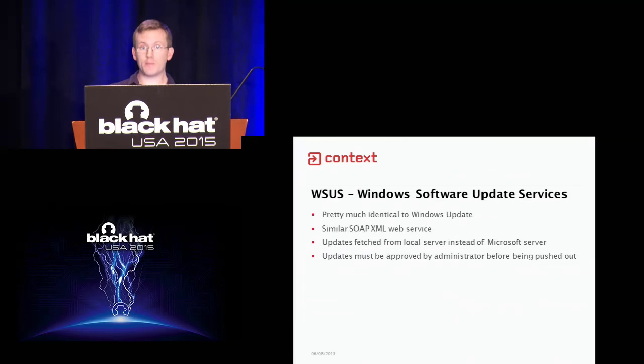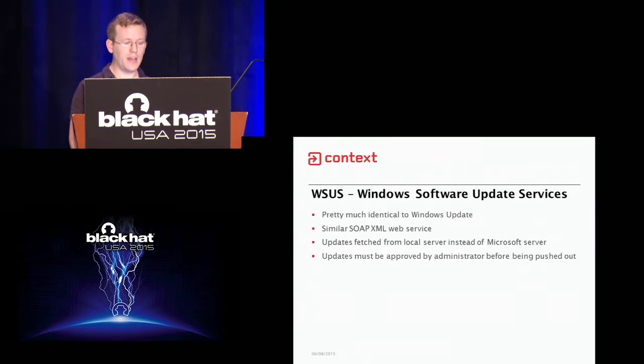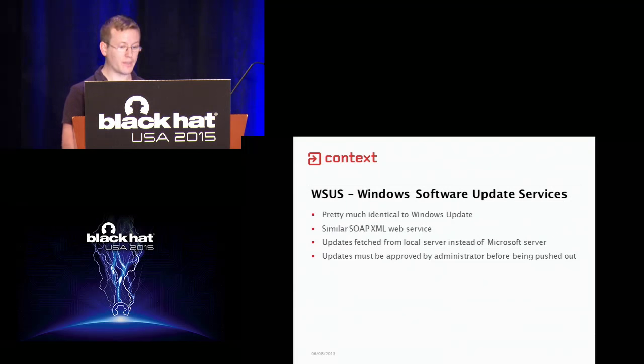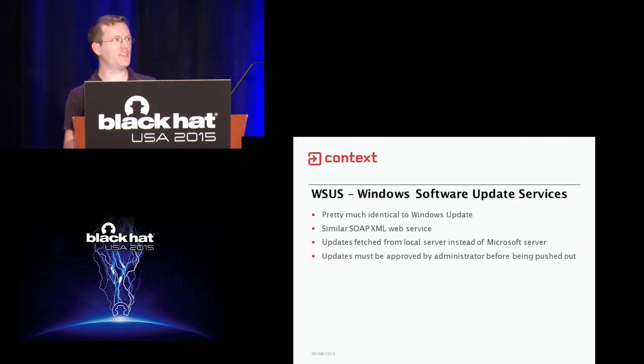It's the same SOAP XML web service. From the client point of view, it's almost identical. The big difference is for administrators. The idea with WSUS is that it will go and download all the updates and cache them from Microsoft servers, and then it will distribute them out to all the machines in a Windows network. The benefit for administrators is that they can control when the updates go out, they can test updates and approve them, they can withhold certain updates and so on, and they have visibility of which machines have installed which updates, which machines haven't rebooted yet, and so on.